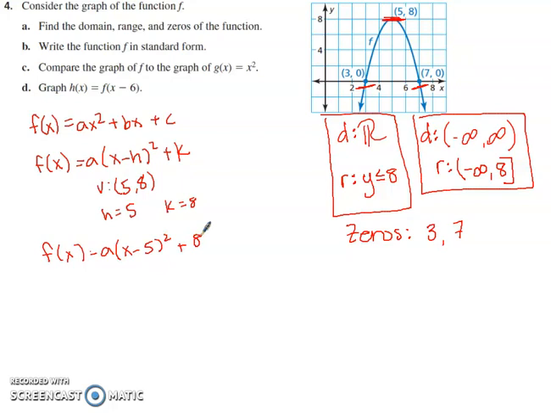And now I'm going to use one other point to help me determine the value of a. So I'll go ahead and select the point 3, 0. I will plug in a 3 for x and a 0 for y, and I will use that to determine the value of a.